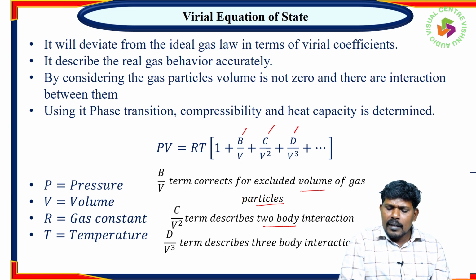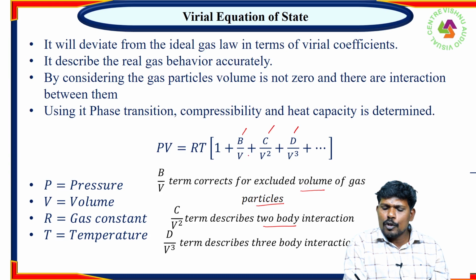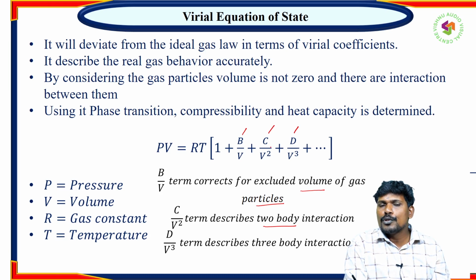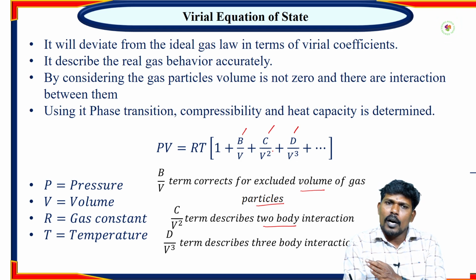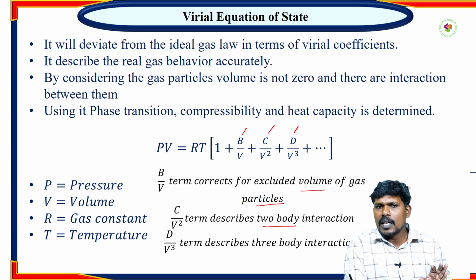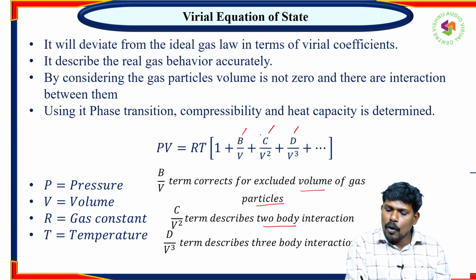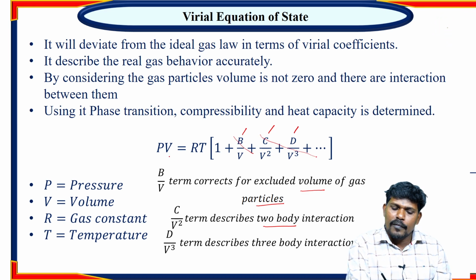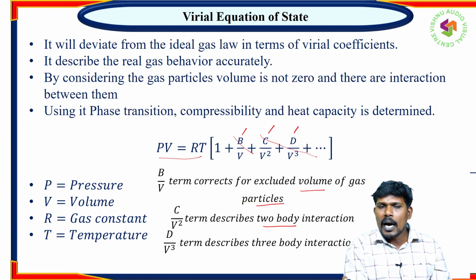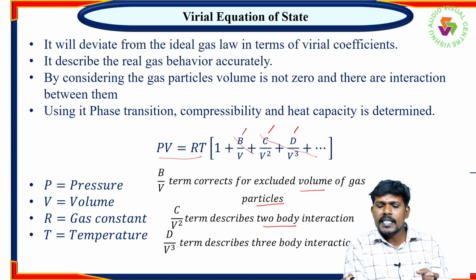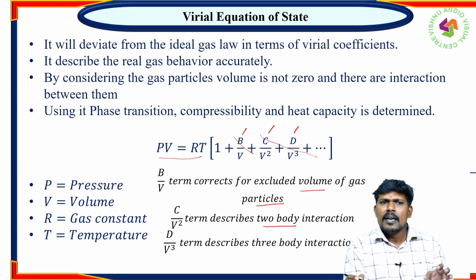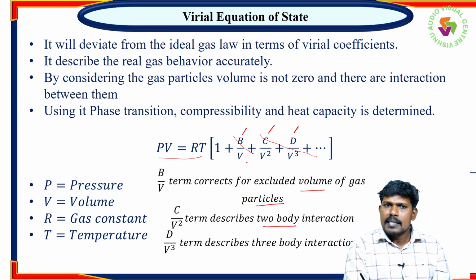So for example, let's say the second virial coefficient term B by V, assume that V is equal to 0, and the third virial coefficient and so on, with no interactions between the particles. Then all these terms are 0, and finally PV is equal to RT, which means it is the ideal gas law. So it deviates from the ideal gas law by introducing the second virial coefficient, third virial coefficient, and so on.